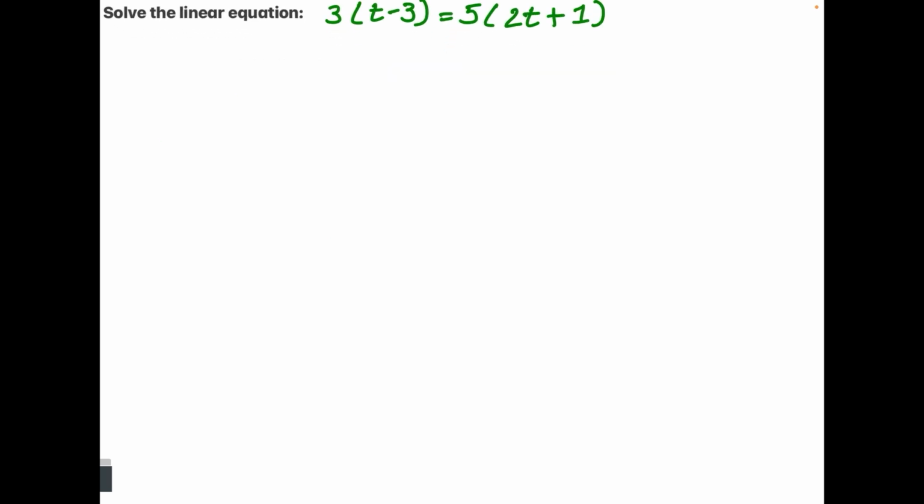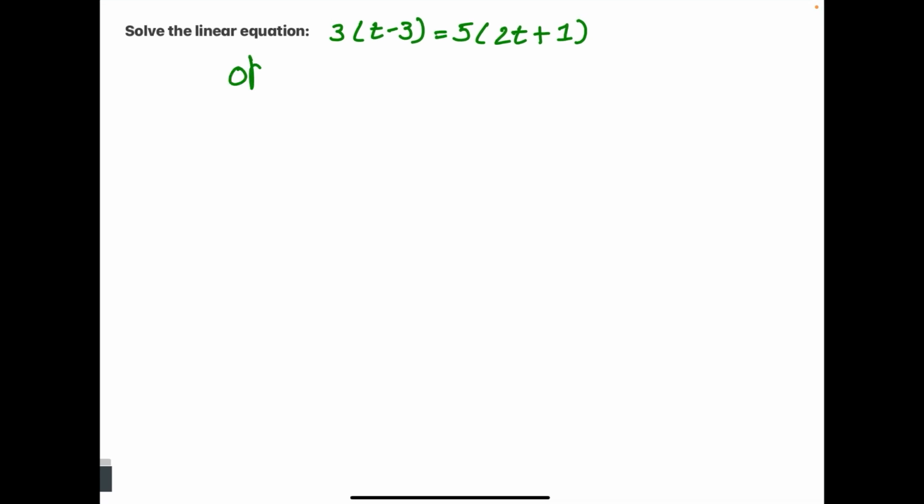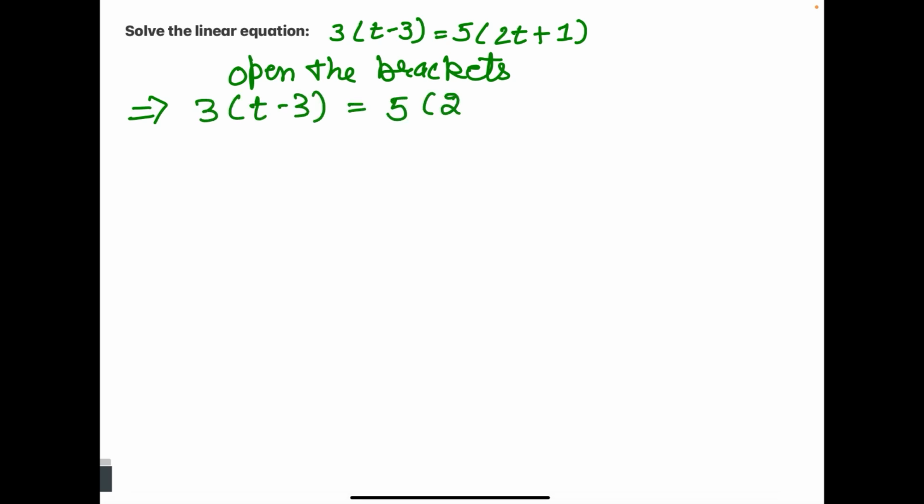So students, first of all, we will open the brackets. So now we will open the brackets. 3 into t, 3t, minus 3 times 3 is 9 is equal to 5 into 2, 10t, plus 5 into 1, 5.